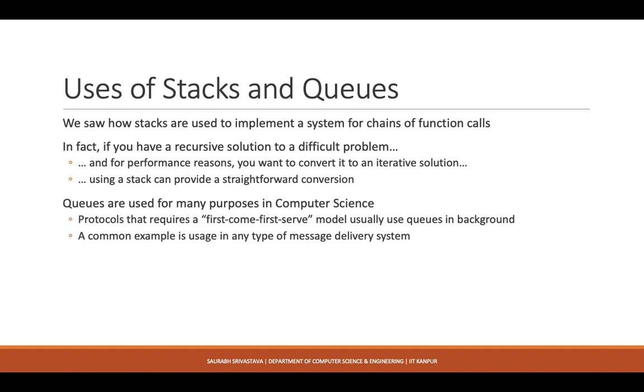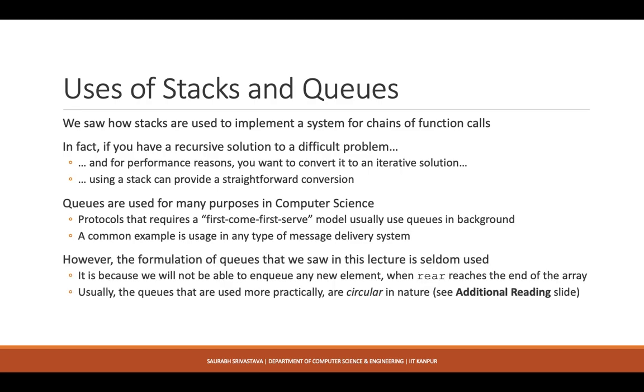Queues are used for many purposes actually in computer science. In fact, any protocol that has some kind of first come first serve model, queues might actually be used in the background. A very common example is in any type of message delivery protocol or system where you want the messages to be delivered in the same order that they come. So the messages should leave the system in the same order in which they came. So first in, first out.